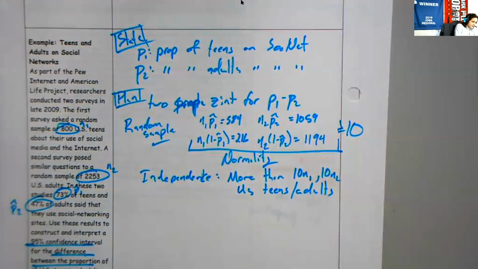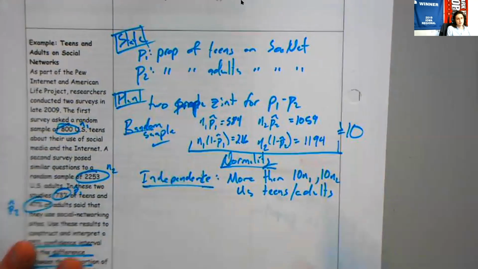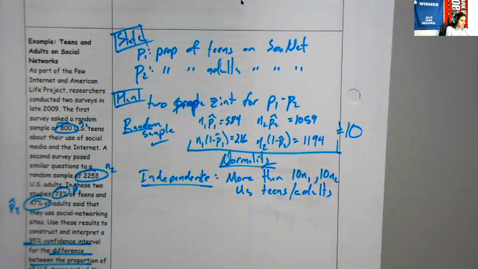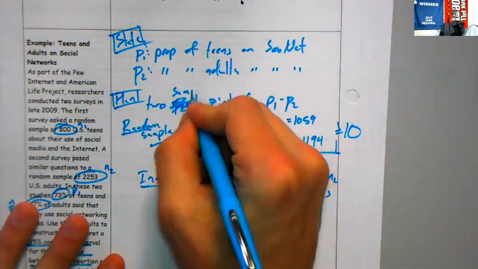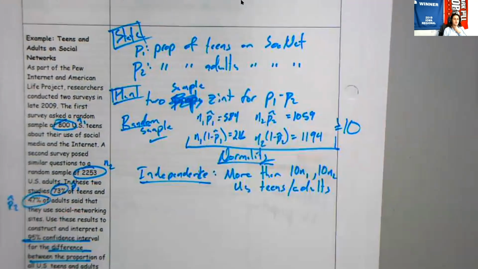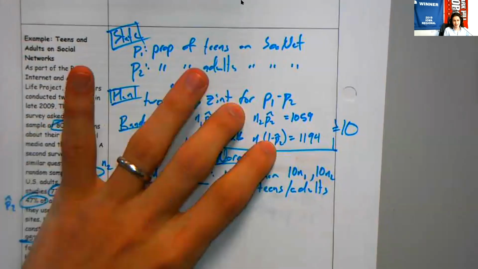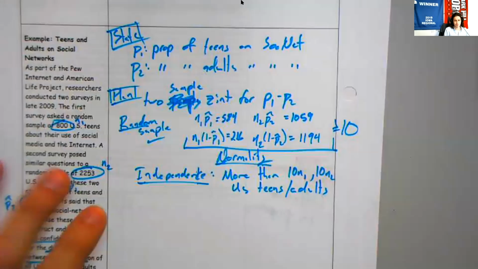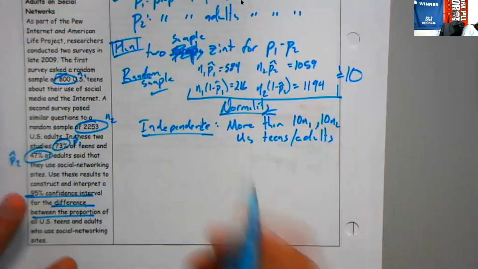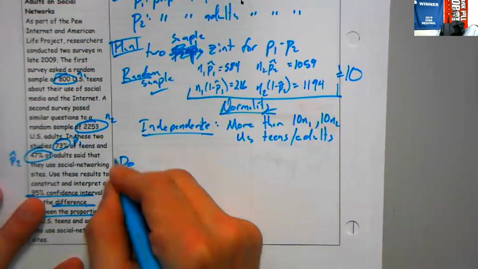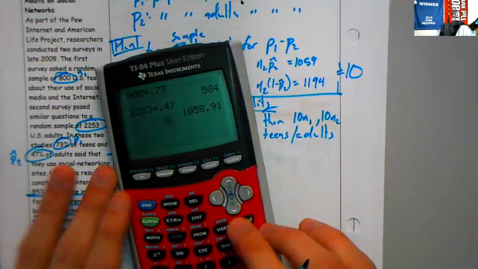So our plan step has us naming the test, and I'm sorry, I'm just going to rewrite that. That says 2 sample z interval for p1 minus p2. We check that a random sample was taken. We check that the conditions for normality are met, and we check that these are approximately independent samples. And then we go ahead and do it. The do step, again, is a pretty easy part. That's why I'm really doing this problem, so I can show you how we put this in our calculator.